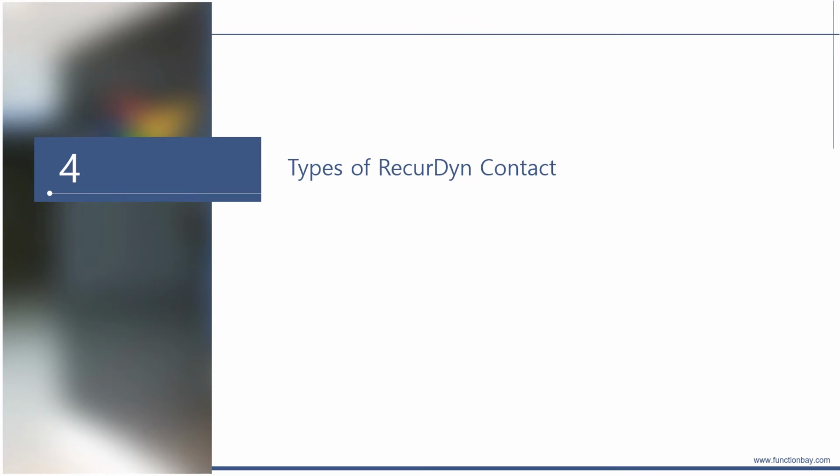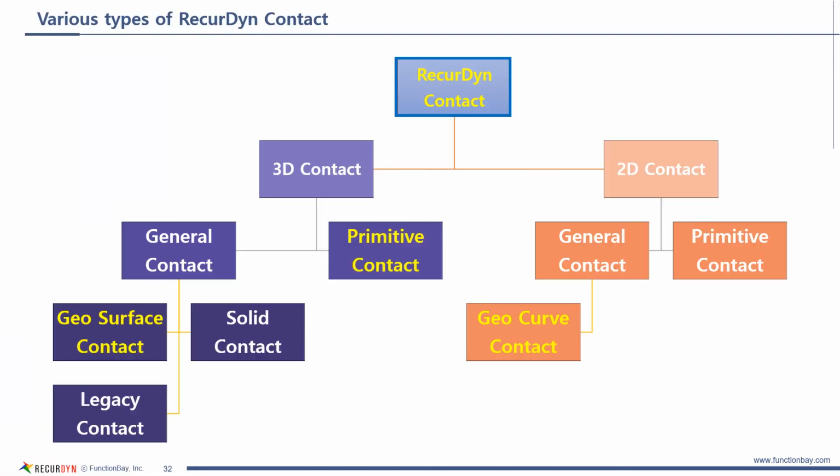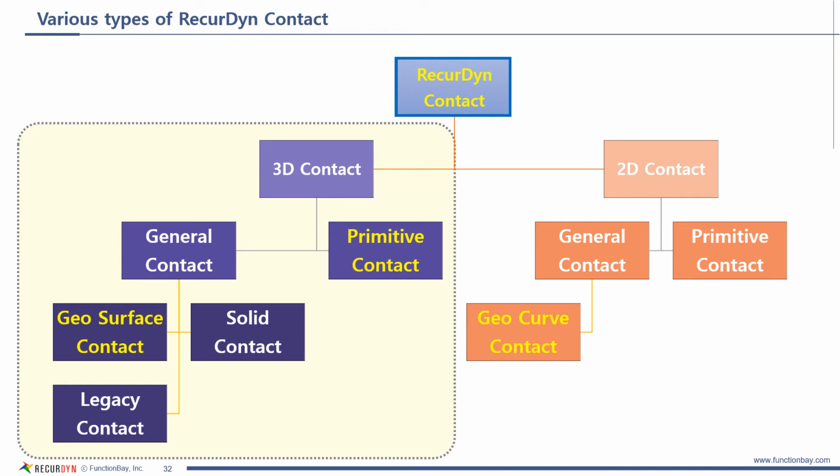In this chapter, I will introduce the types of RecurDyn contact, especially 3D contact. Here, let me explain some details of 3D contact, especially about geosurface contact, solid contact, and primitive contact.